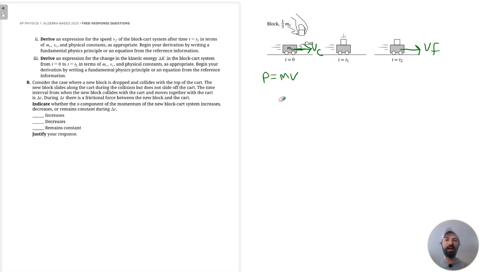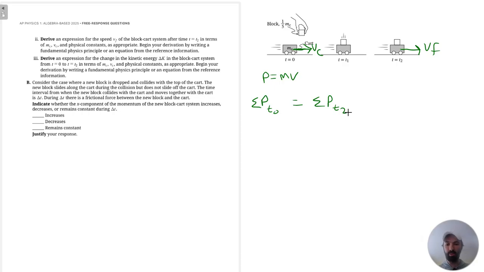Conservation of momentum, conservation of energy, conservation of mass. These are really important concepts. So all we have to do is take the very beginning, equate it to the very end, and we are going to be able to solve this problem really easily. So what I'm going to do here is say the total momentum at time t0 is going to equal the total momentum at time t2. And now we're going to solve this problem.